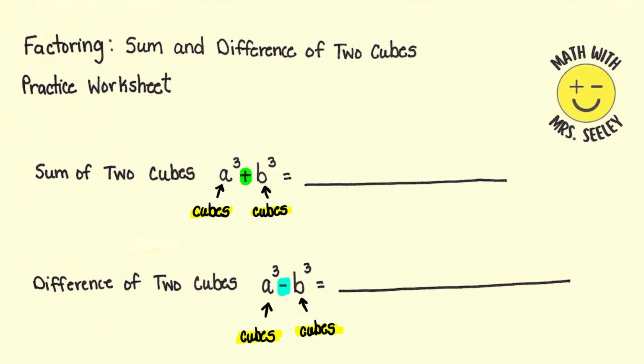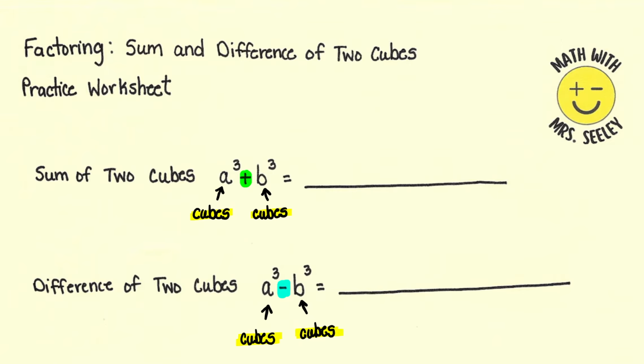When you're factoring a sum and difference of cubes, you're looking for this pattern here. If it's a sum, you're looking for an addition sign with a cube on this side and a cube on this side. And if it's a difference of two cubes, you're looking for a subtraction, which is what difference means, with cubes on both sides. Now, when we talk about cubes, let's talk about what we mean by that.